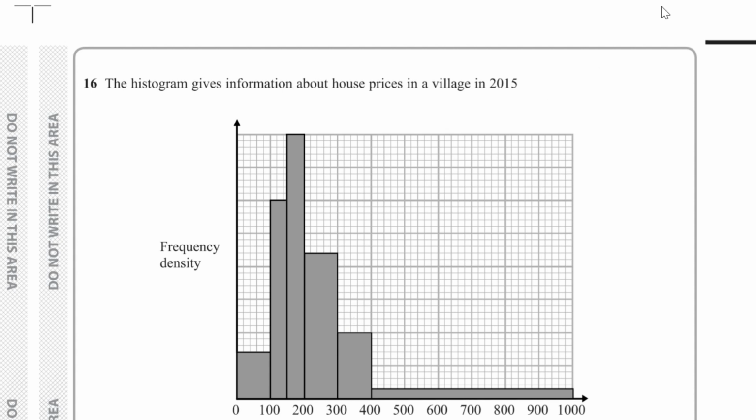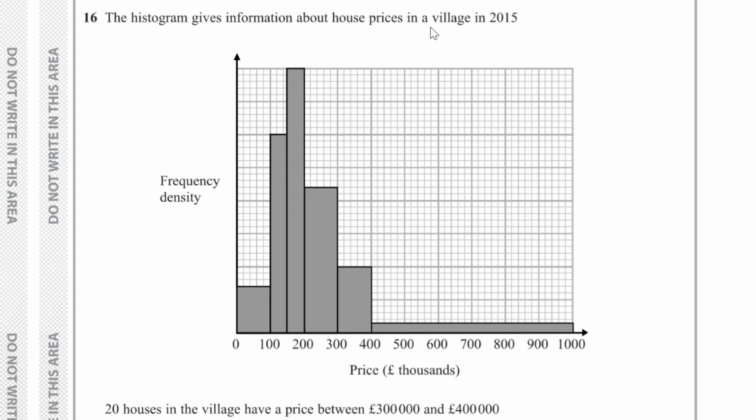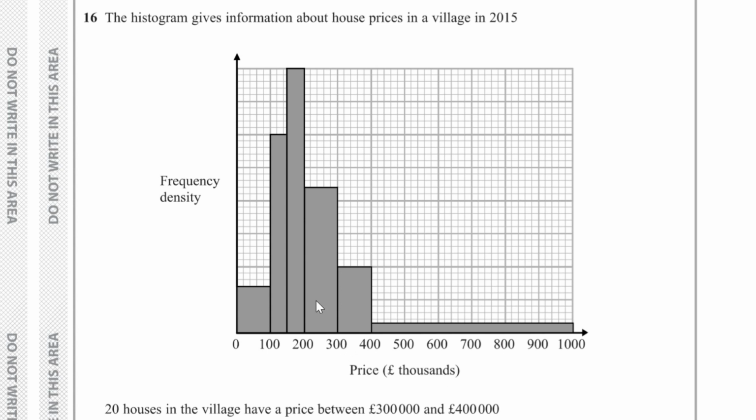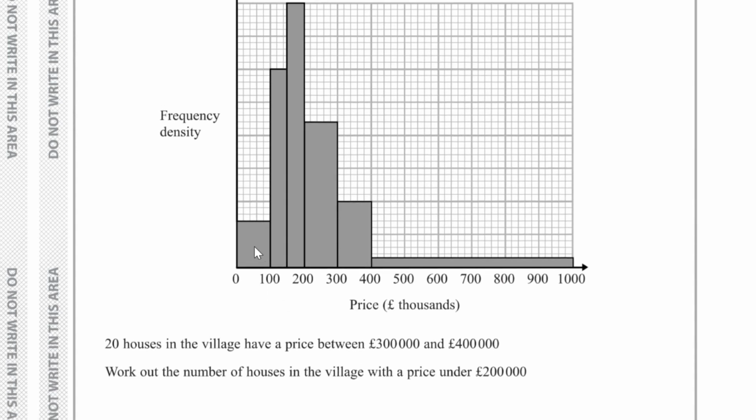Question 16. The histogram gives information about house prices in a village in 2015. So that's what we see here. And 20 houses in the village have a price between 300,000 and 400,000, and that's what we see here. We have to work out the number of houses in the village with a price under 200,000. Let's think about what this question wants us to do. We need to find the total number of houses in this box and this box.